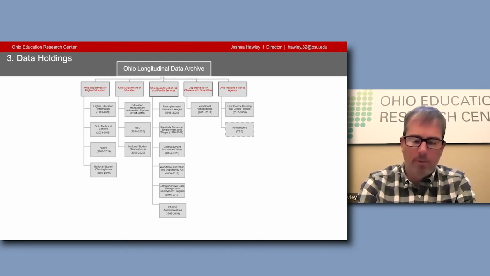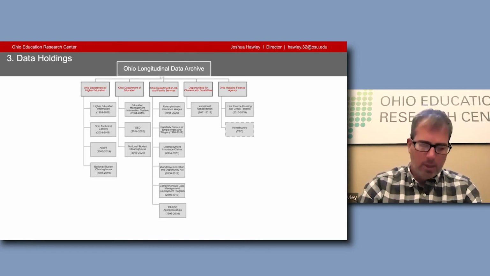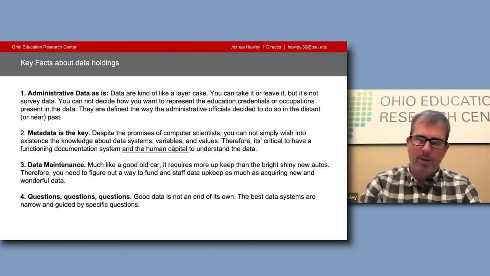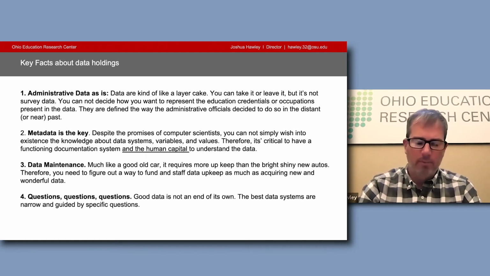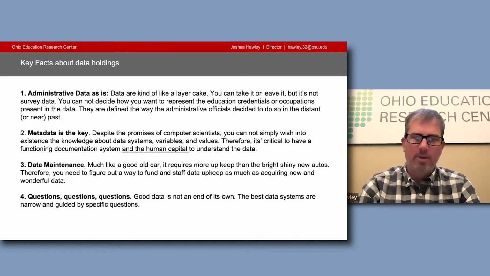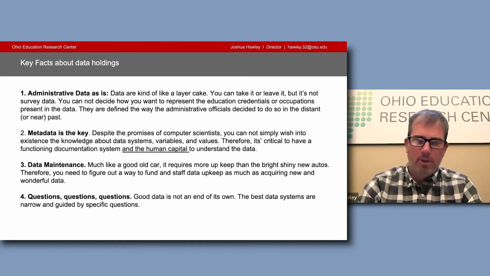And then you can do a lot of very interesting projects, some of which I'll go over in a few minutes. There's a couple of facts here that I just wanted to highlight. To me, they're kind of the greatest hits about data systems. Administrative data is what it is. It's a layer cake. You can't change it.